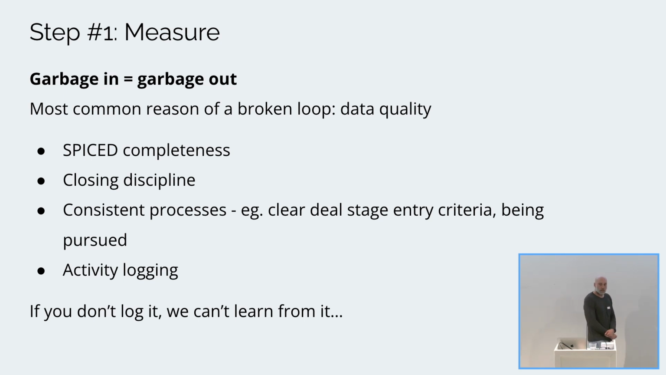Well, then we have consistent processes, and we want to have clear deal stage entry criteria, and we want everybody to follow that in a consistent manner. If you look at the data, for example, the days to close a deal, the average is X, but we don't want a huge deviation, because that means we don't have a consistent way of selling, basically. And activity logging, and so on, and so on. So my first advice would be: start with logging all your stuff.